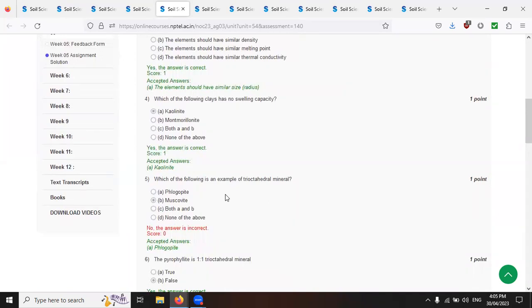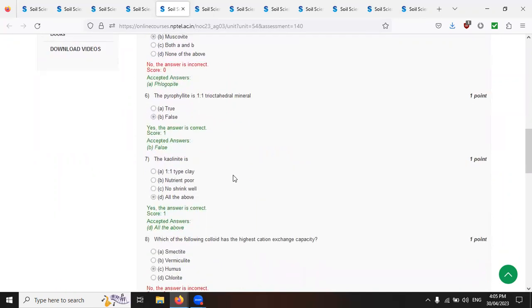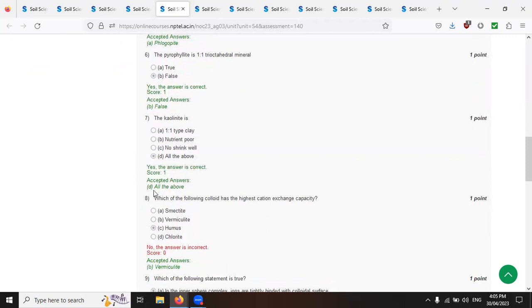Which of the following is an example of trioctahedral minerals? Phlogopite, muscovite. It's phlogopite. Phlogopite's a 1-to-1 trioctahedral mineral, is it? No. Kaolinite, is it 1-to-1? Is it nutrient poor? It doesn't shrink. Yeah, it's not very good.